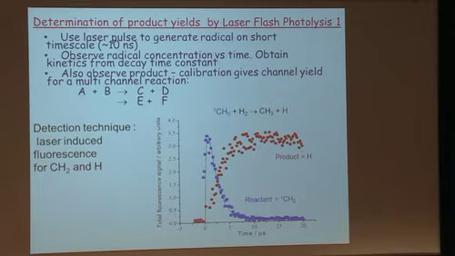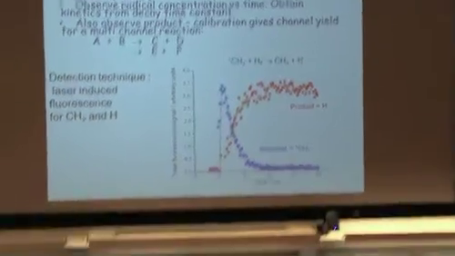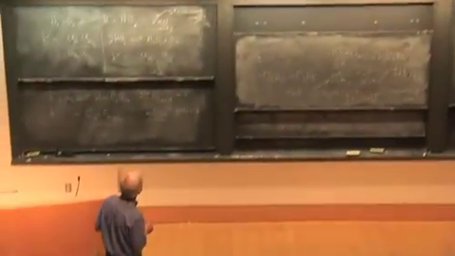But in addition, if we calibrate these laser-induced fluorescence signals, and there are ways of doing that that I'll explain on Wednesday, we can work out what the yield of H is, whether each CH2 that decays away produces an H, or if it produces only a fraction of an H. You see what I mean?